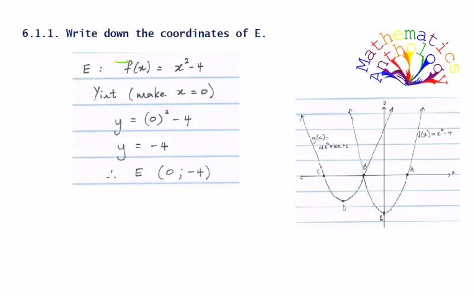Okay, 6.1.1, write down the coordinates of E. Now E is the y-intercept of the f graph. The rule for the y-intercept is you make x equal 0. So for the f graph, wherever we see x, we're going to put 0. So y is equal to 0 squared minus 4. So y will equal 0 minus 4, which is negative 4. So the coordinates of E will therefore be 0 and negative 4.